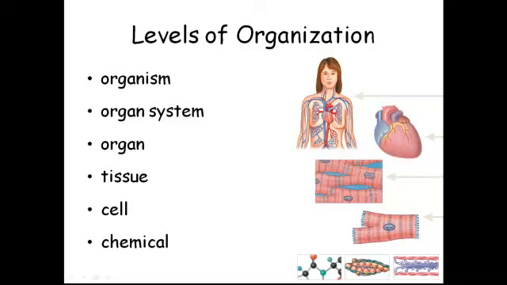And then each cell is made out of a whole bunch of different chemicals. Things like the cell's going to have DNA in it. You have DNA in the nucleus. It's going to have some lipids. It's going to have some carbohydrates. It's going to have some proteins. It's going to have some water. All kind of chemicals put together to make a cell.